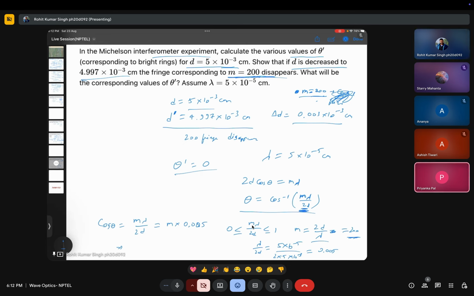Yes, sir. So theta you can calculate simply from here. So cos theta will be just 200 into 0.005, which is just 1. So then theta is 0, which I guessed right.